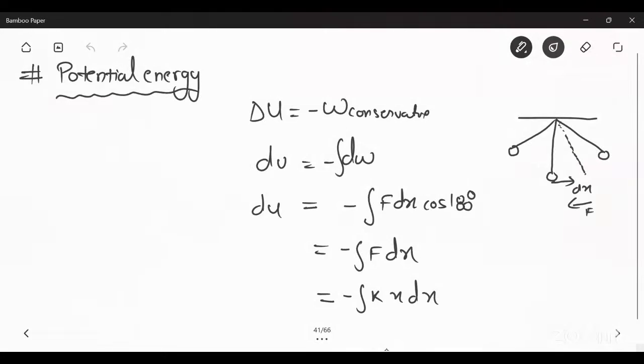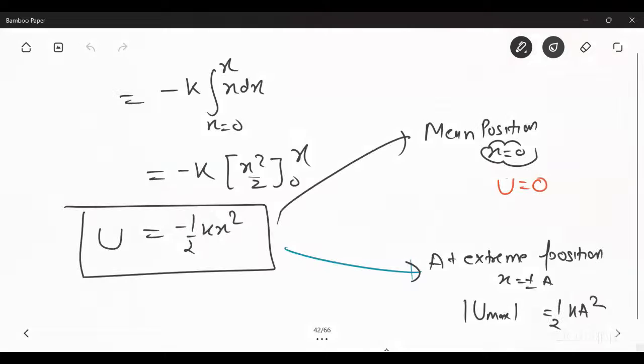Now, secondly, we have derived the formula for potential energy: potential energy is equal to half k x square. If you take the mod, then you will get the value half k x square. At the mean position, potential energy will be zero, and at the extreme position, it will be half k a square.